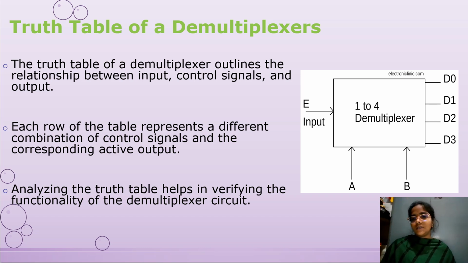Here is the demultiplexer diagram which belongs to the 1 to 4 demultiplexer. When we give 2 select lines, it produces 4 output lines. So, when we give n select lines, it produces 2 power n output lines. Suppose when we give 3 select lines, it produces 8 output lines because 2 power 3 is equal to 8.